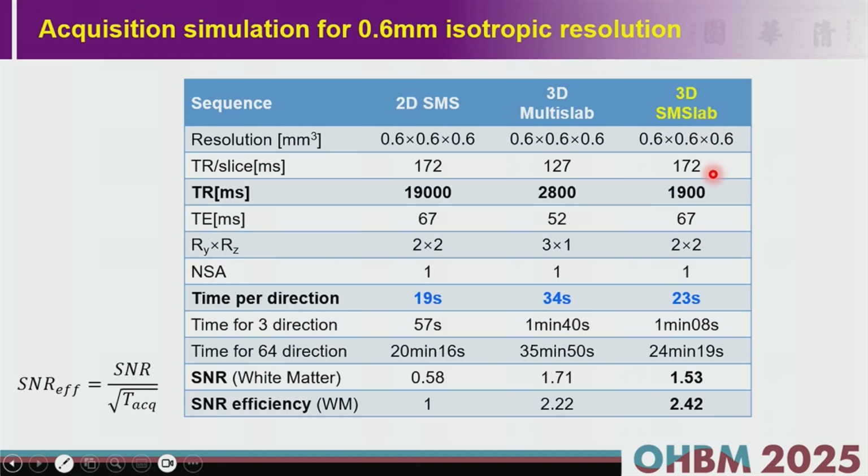You may also ask, does this take a longer time? For 3D imaging, it's usually complicated, right? So we did some simulation for 0.6 millimeter isotropic for Connectom 2 or Magnus. For 2D imaging, the TR needs to be like 19 seconds. For 3D, our technique, 1.9 seconds. So in one diffusion direction, this one is just slightly longer than this. Because for 3D imaging, we usually need to do like a 20% oversampling, right?